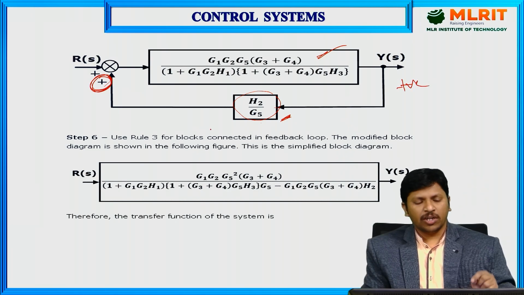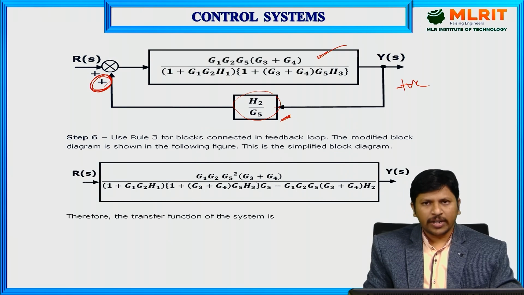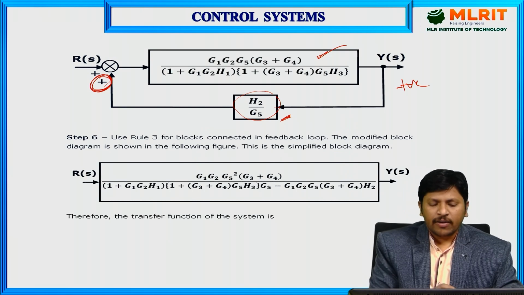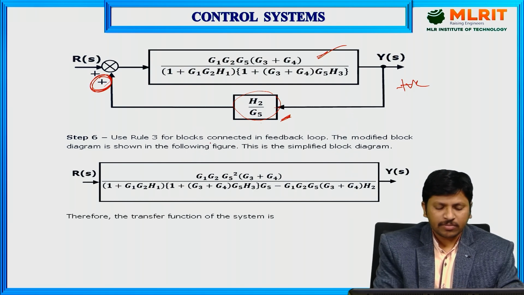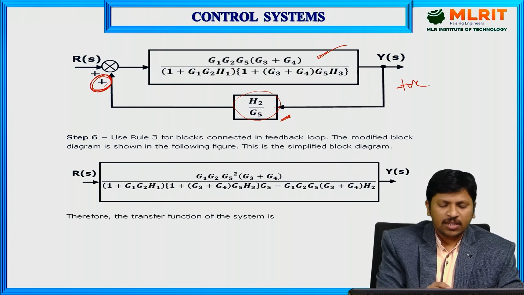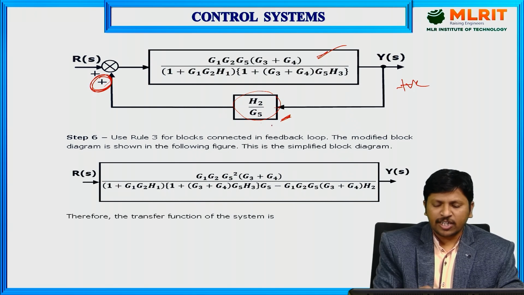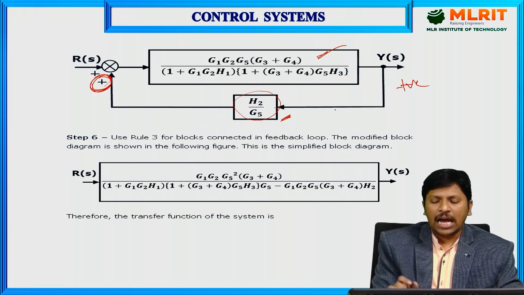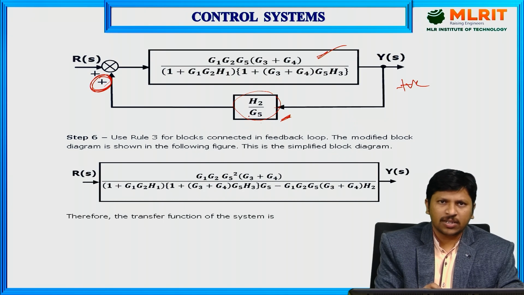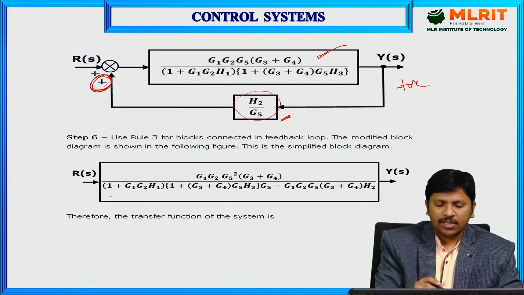Now we are going to apply the block diagram rule, that is, eliminate the positive feedback loop. See here, the blocks are connected in a feedback loop, okay? These blocks are connected in feedback loops. So now we are going to eliminate the positive feedback, and finally we get this value.